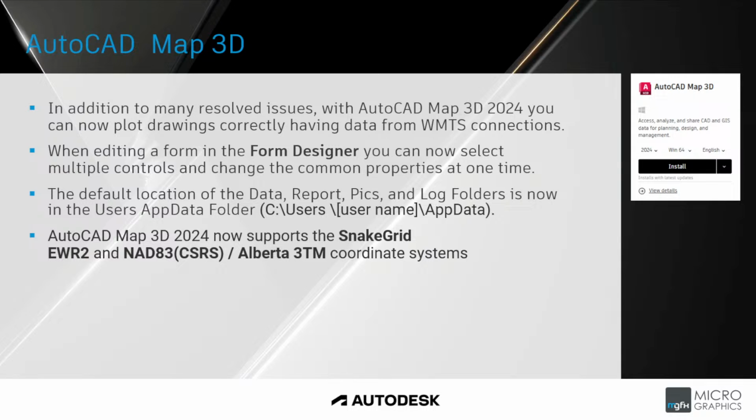The default location of the data, report, pics, and log folders is now in the Users App Data folder, which is a hidden folder. You can find it under C, Users, Username, App Data. AutoCAD Map 3D 2024 now supports the Snake Grid EWR2 and NAD83 CSRS Alberta 3TM coordinate systems.